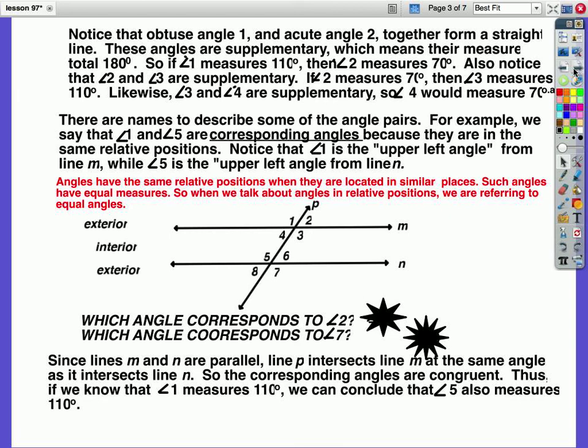Which angle corresponds to angle 2? If you said angle 6, you are correct. So angles 2 and 6 are going to be equal in measure. Which corresponds to angle 7? Should have said angle 3. Since lines M and N are parallel, line P intersects line M at the same angle as it intersects line N. So the corresponding angles are congruent, thus if angle 1 is 110 degrees, we can conclude that angle 5 is 110 degrees. By knowing one angle of these 8 angles, we can figure out the rest, because they're either supplementary or corresponding.